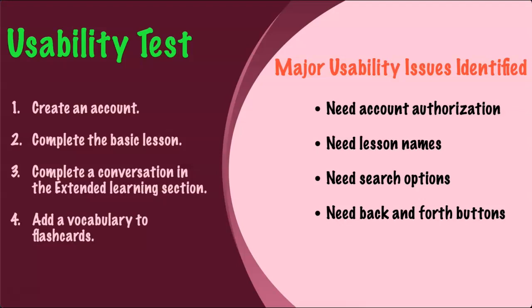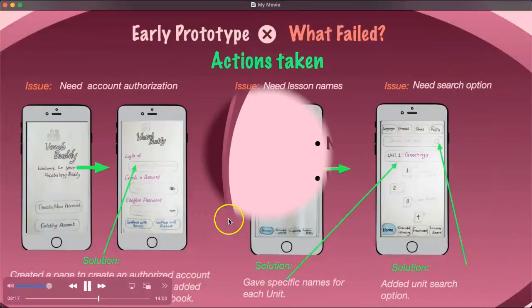I have identified some major usability issues. The first one is need account authorization, the second one is need lesson names, the third one is need search options, and the fourth one is need back and forth buttons. Let's see how I have solved these issues.